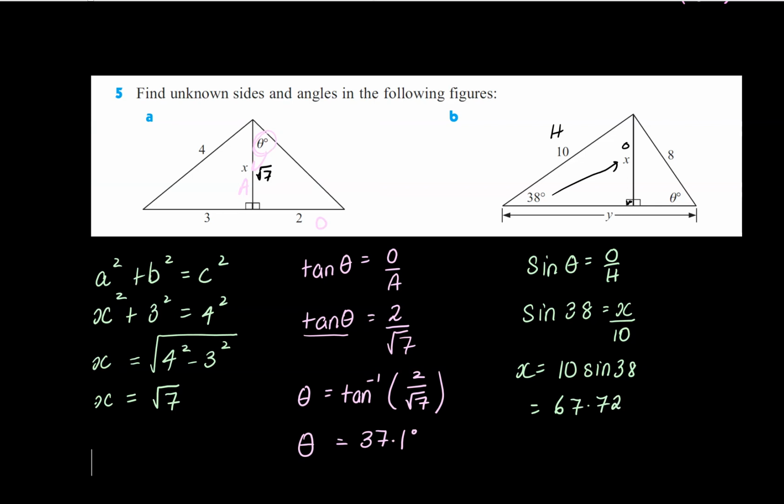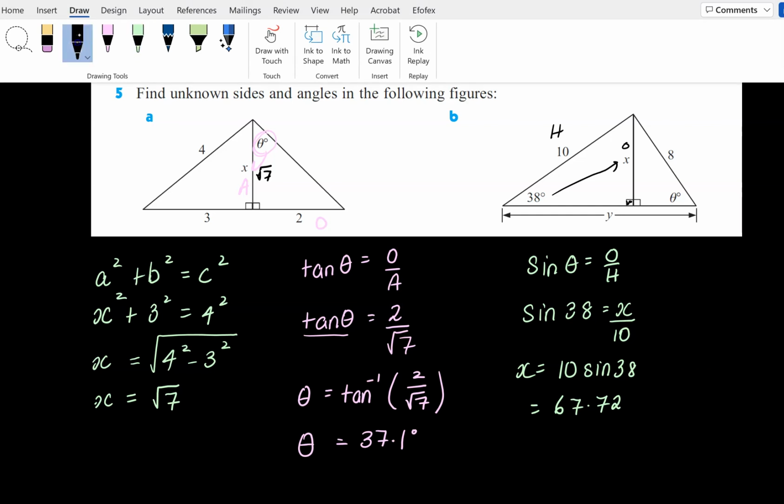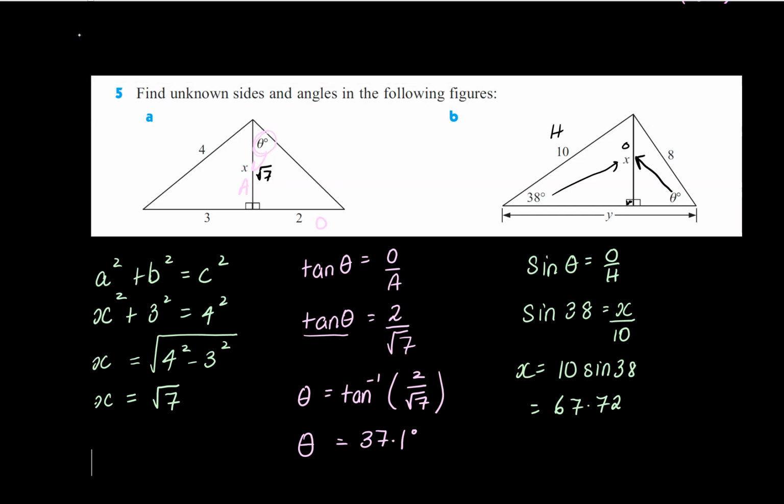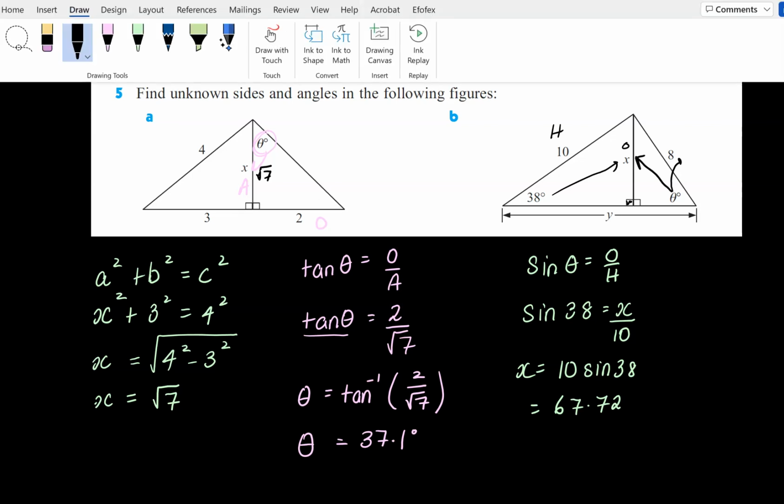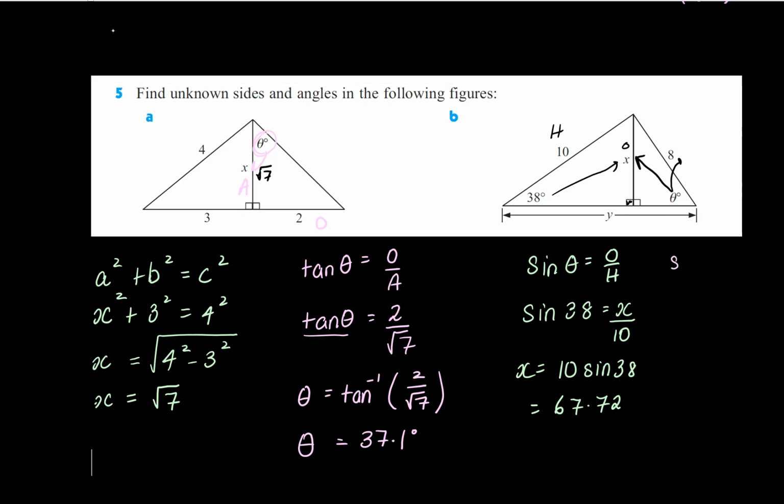When I go to find theta, this is opposite again over hypotenuse. So what have we got now? Again, we've got sine theta equals O over H, but this now becomes sine theta equals opposite, which is your x. Now instead of writing 67.72, I'm writing 10 sine 38, the unrounded version, over 8. And then theta will just be sine to the minus 1 of that. Notice I never use my calculator until the very end.